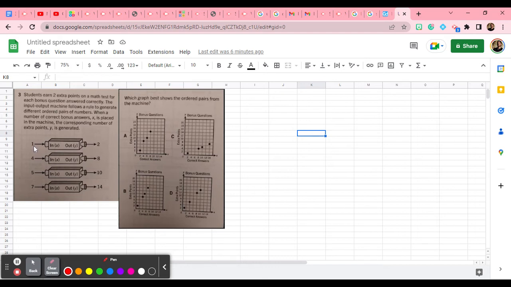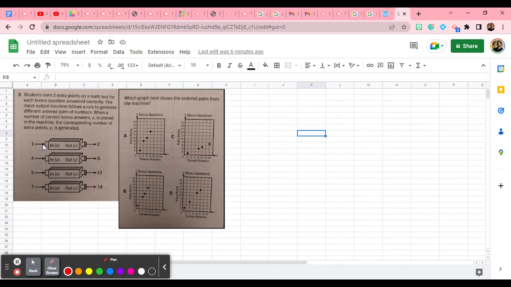So we put in one bonus answer, we get 2 points. We put in 4 bonus answers, we get 8 points. We put in 5 bonus answers, we get 10 points. If we put in 7, we get 14.